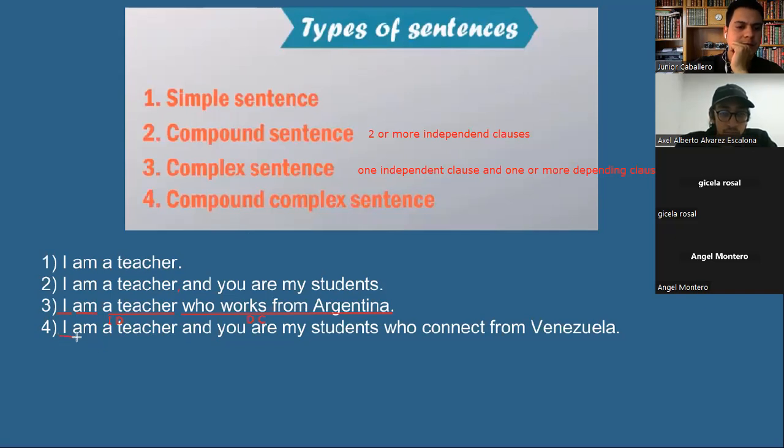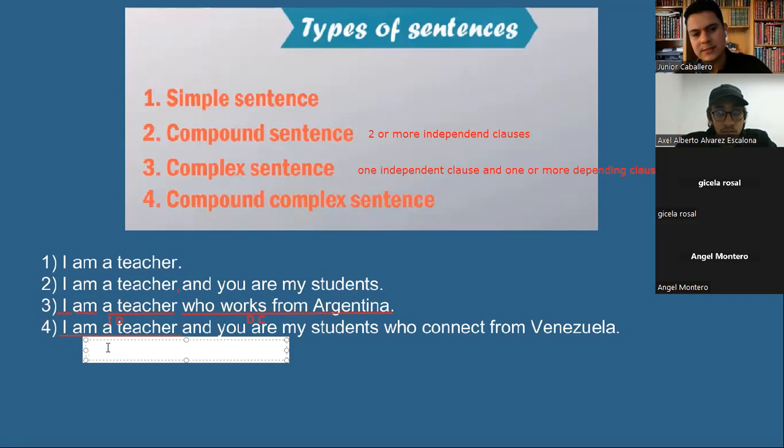Ok, vamos a... Entonces todo esto sería... ¿Será que puede ir por sí solo? ¿Tendría sentido si yo digo "I'm a teacher"? Yes, that is a simple sentence. Ok, hasta aquí. Si no tuviésemos más nada, sí es simple.